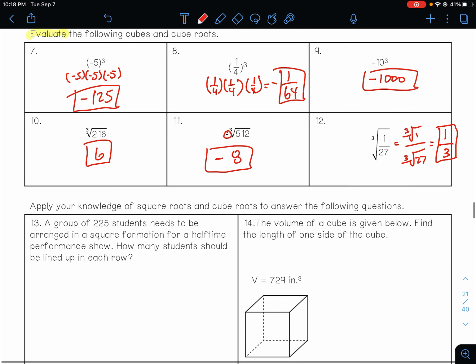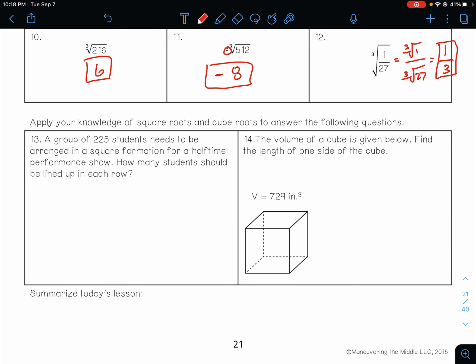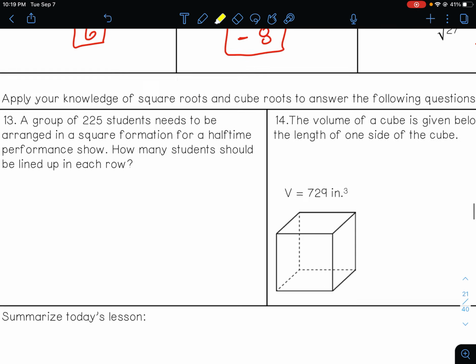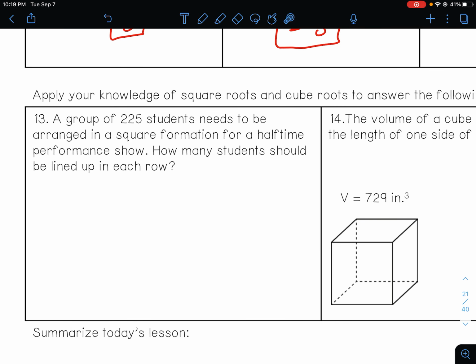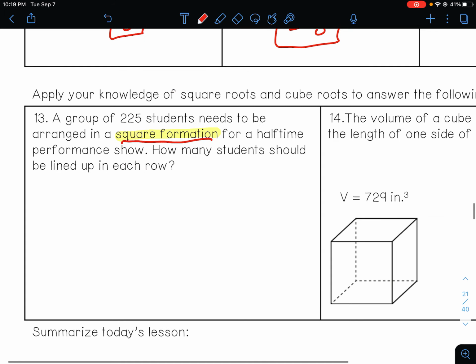All right, we've got 2 more questions. We are looking at some word problems. A group of 225 students need to be arranged in a square formation for a halftime performance show. How many students should be lined up in each row? So this is kind of a weird question, but you see that square formation, they want some kind of square or square root, so it has something to do with that. So there are 225 students, and they are going to be in a square formation.